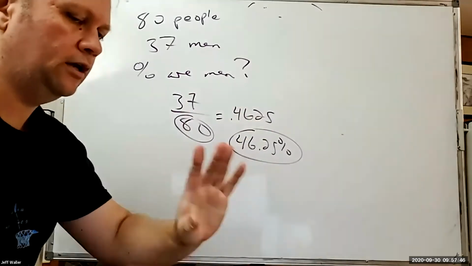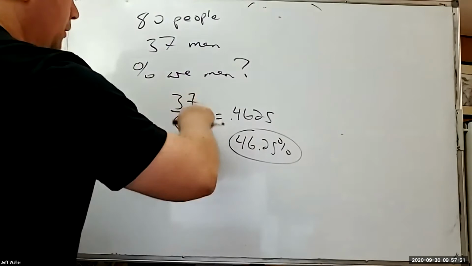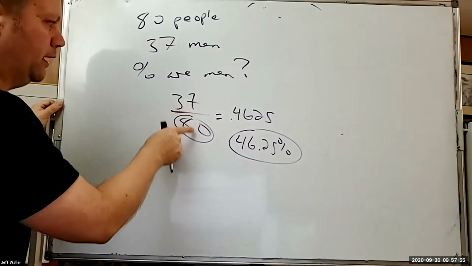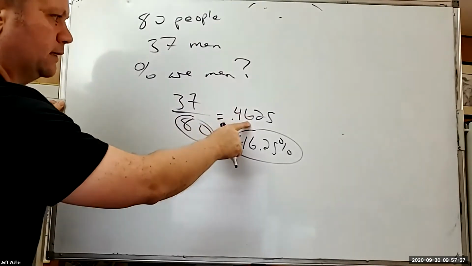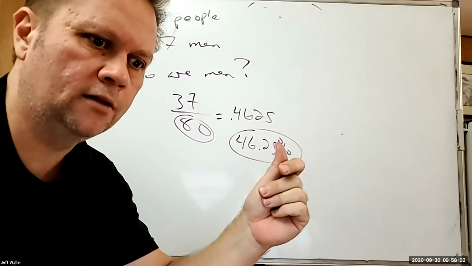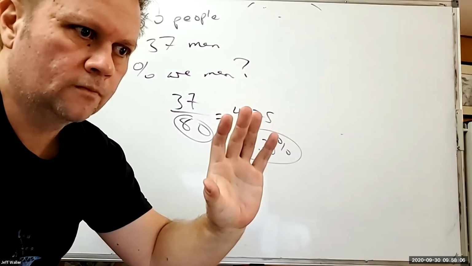Now, here's where estimation belongs in all of mathematics. I put this in the calculator, I get this. Is that about what I expect? Well, if I round that to 40, I expect about half. That's a little less than half. It makes sense. That's where estimation comes in, in everyday life and in any math course.